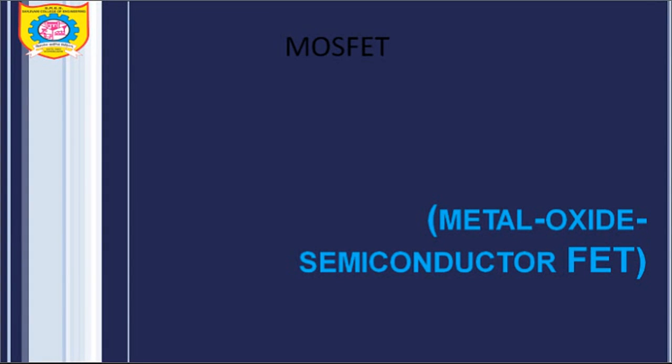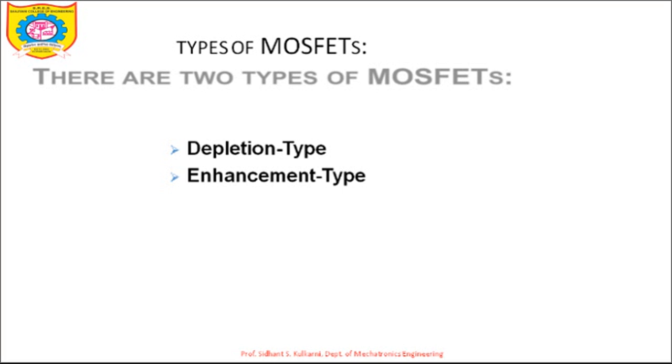Hello, welcome back students. In this lecture, we'll see the metal oxide semiconductor field effect transistor, its basics along with its biasing circuits also. So, what are the different types of MOSFETs that we are going to study? There are basically two types of MOSFET. One is called depletion type MOSFET and the second is called enhancement type MOSFET. Now, what is the exact difference between depletion type and enhancement type as far as MOSFETs are concerned? That we will see in the next diagram.